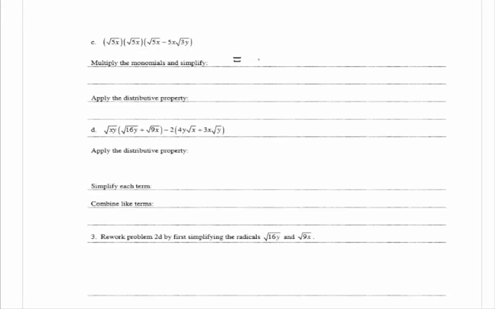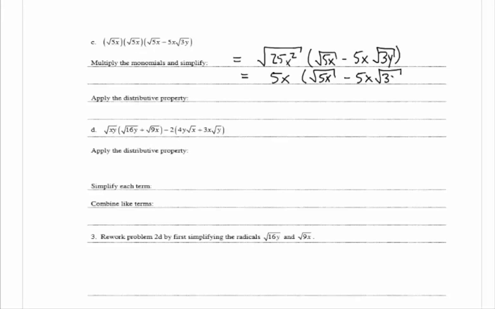So we have the square root of 5x times the square root of 5x is the square root of 25x squared times the square root of 5x minus 5x times the square root of 3y. And now we want to simplify the monomials that we multiplied together. So we have 25 and x squared are perfect squares. So we have 5x times the square root of 5x minus 5x times the square root of 3y.